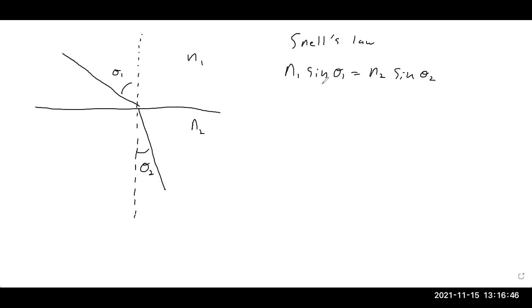So the sine of the angle times the index before it transitioned into the new material is equal to the sine of the angle times the index after it transitions. So there are a lot of ways of looking at this. You can use your electromagnetic wave equations.